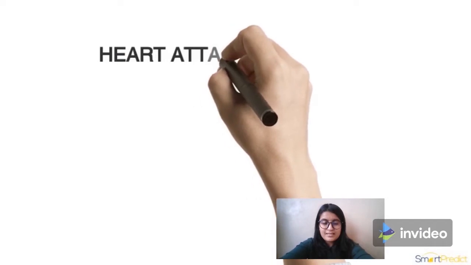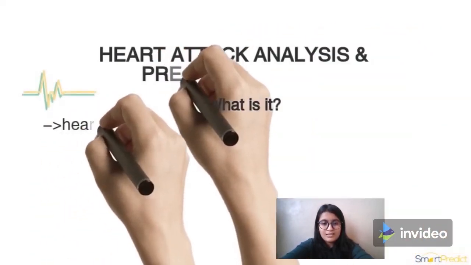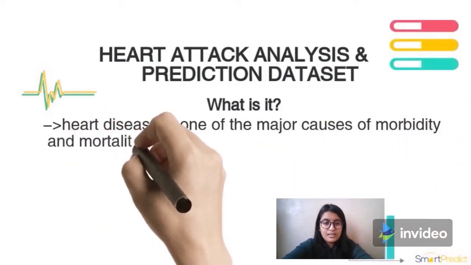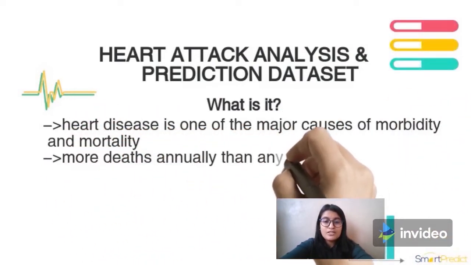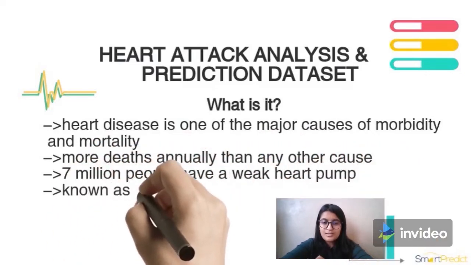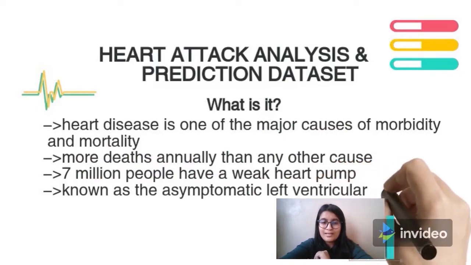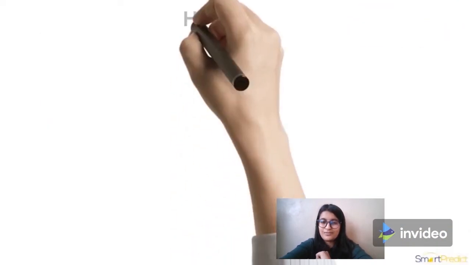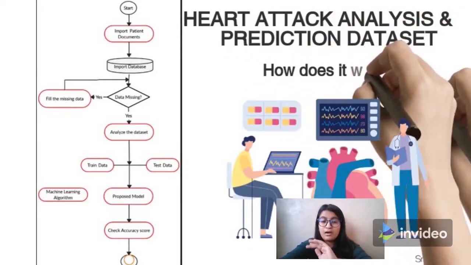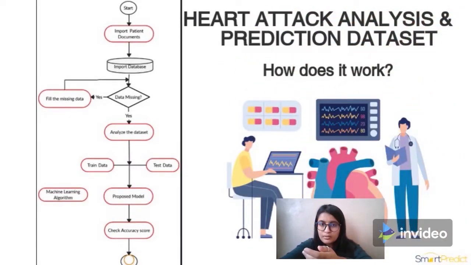Let's continue with the next use case, which is heart attack analysis and prediction dataset. Globally, heart disease is one of the major causes of morbidity and mortality. According to researchers, it accounts for more deaths annually than any other cause. It turns out that 7 million people have a weak heart pump and don't even know about it. It is known as the asymptomatic left ventricular dysfunction.